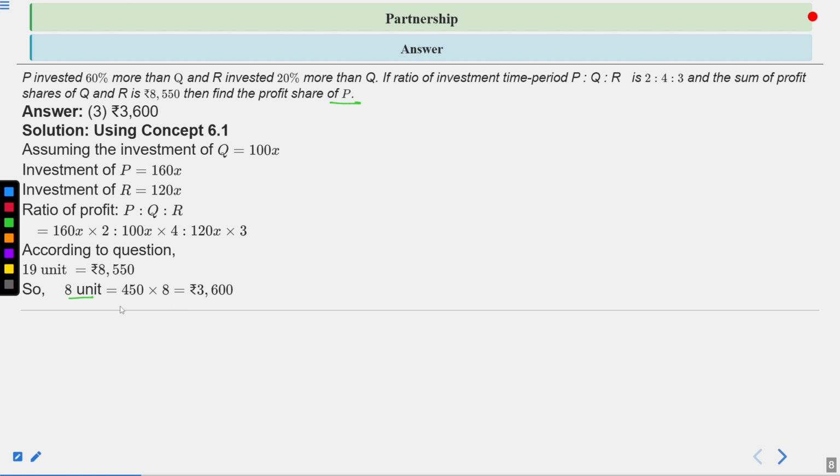So when we simplify it, what do we get? 8,550 divided by 19 multiplied by 8. So we get 450 multiplied by 8, which is equal to 3,600 rupees. So the third one is the correct answer of this question.